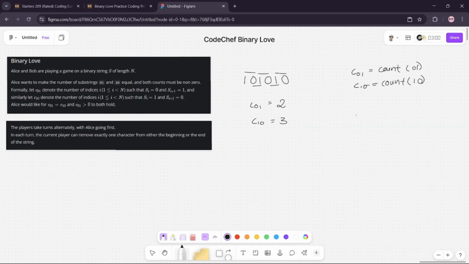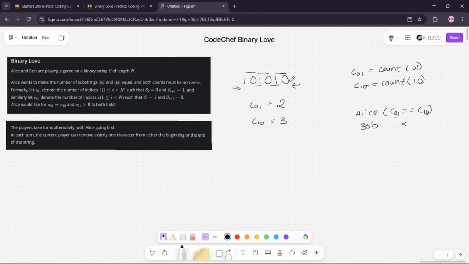Now both Alice and Bob are playing this game. Alice wants to make C01 equal to C10, that means the counts of substrings 01 and 10 to be equal. What Bob wants to do is prevent this from happening and win the game. How they play is, first Alice starts and they take turns alternately. At their turn, they can either remove a character from the beginning of the string or remove a character from the end of the string.